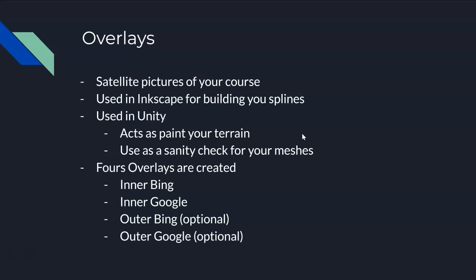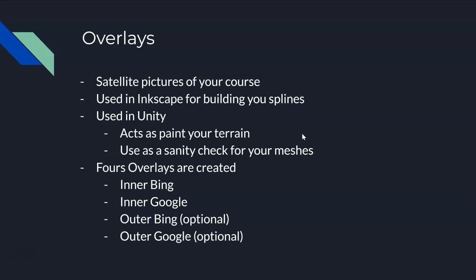They're also used in Unity. That terrain we just talked about is just elevation. We lay an overlay on top of that and essentially paint your terrain, so you can see this is where my tee box is and this is where my fairway is. Otherwise, it's just a white, plain elevation, which we don't want. It can also be used in Unity as a sanity check to make sure that the meshes you build in Inkscape match up to what you're doing in Unity. This will make sense as you go through the process.